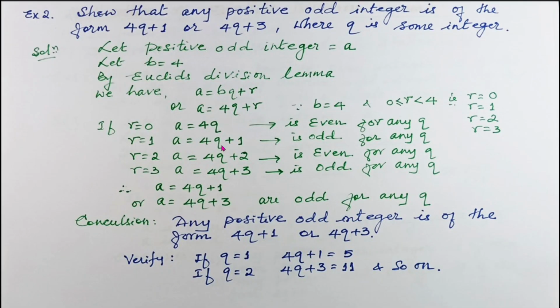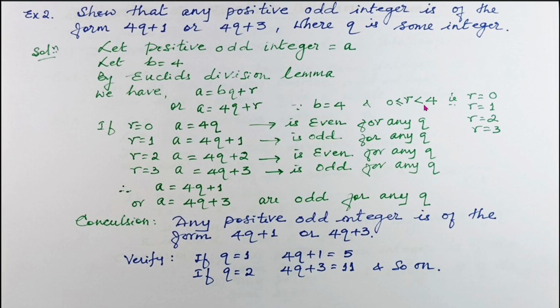Now, let us proceed further. Another example here: show that any positive odd integer is of the form 4q plus 1 or 4q plus 3, where q is some integer. Let the positive odd integer be equal to a. Let us assume that a is a positive odd integer. Now, since we have to prove it as 4q plus 1, I have taken b as equal to 4. By Euclid's division lemma, we have a is equal to bq plus r, or a is equal to 4q plus r, as b is 4 here.